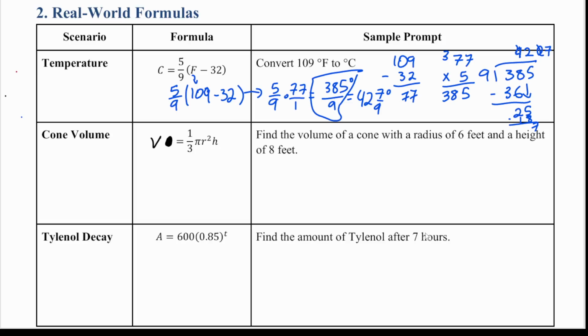For the volume of a cone, I just replaced that C with a V for clarity's purposes, although it really could be given to you in any way.